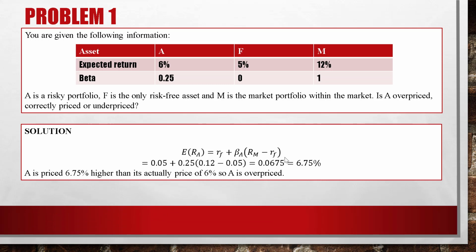So here we see that the expected return of asset A on the security market line is 6.75%, but the actual expected return of A is 6%. So we see this one is overpriced, because A is priced at 6.75%, which is higher than its actual price of 6%. So A is overpriced.